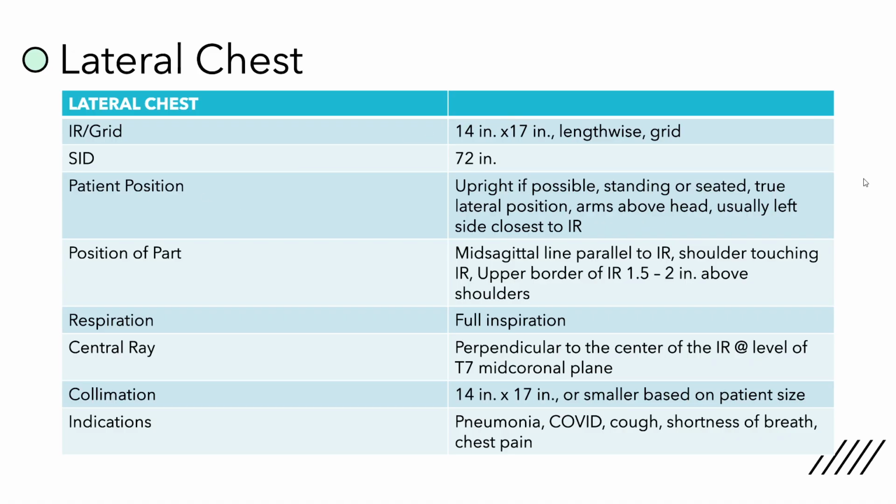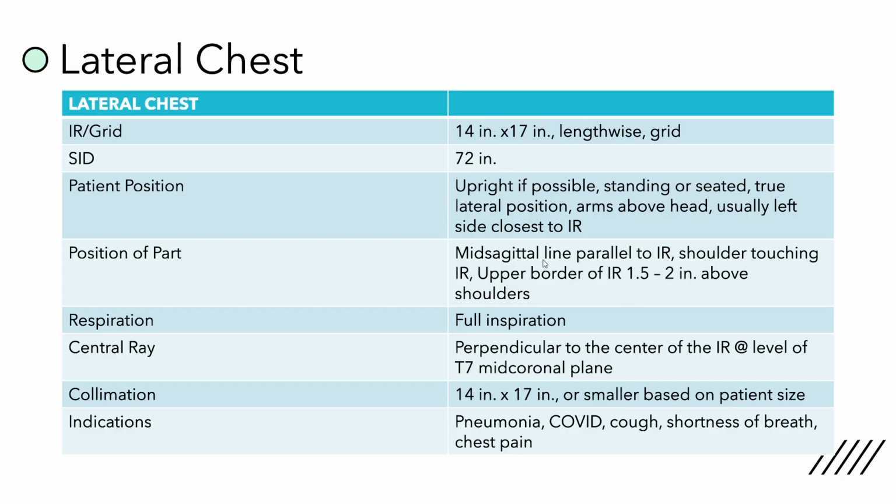Again, we're going to do this upright if possible. It can be seated. They will be in a true lateral position, and the left side will be closest to the IR. Why is that? Remember that the heart is on the left side of the body. So if we position them with their right side closer to the IR, we're going to get magnification. So again, the rule of thumb: put the body part that you're trying to image as close as possible to the IR to prevent magnification.